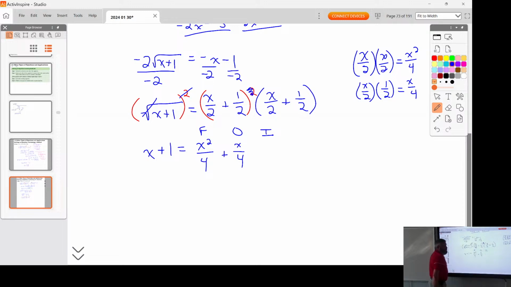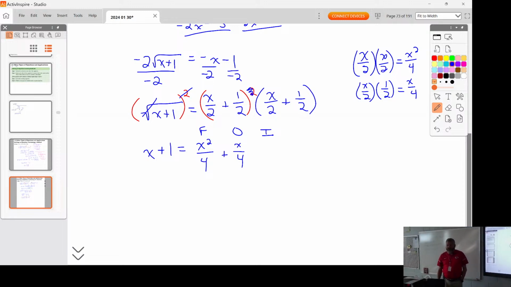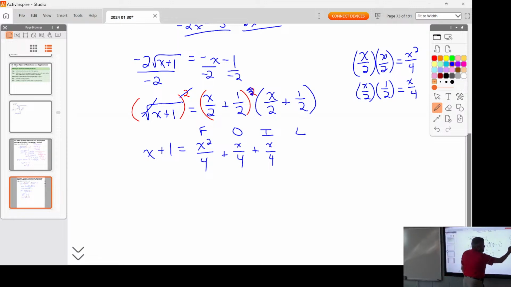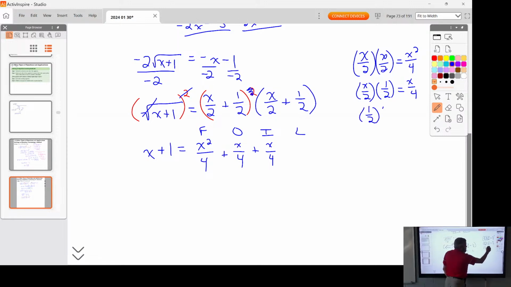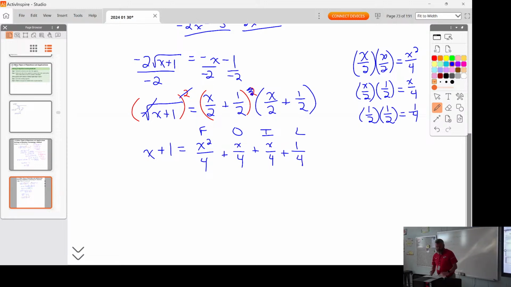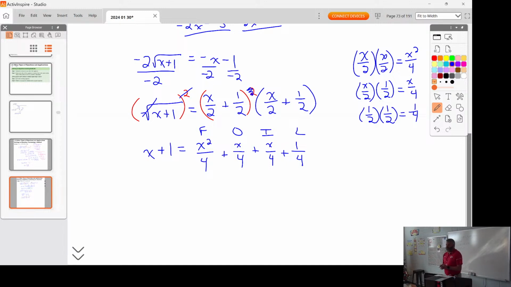Inside times inside. It's the same thing, isn't it? Plus x over 4. Last times last. 1/2 times 1/2 is 1/4. Now what?